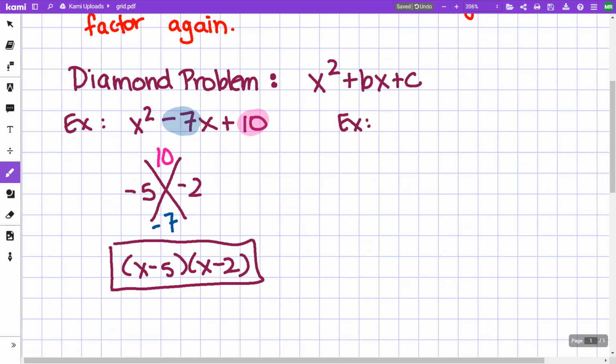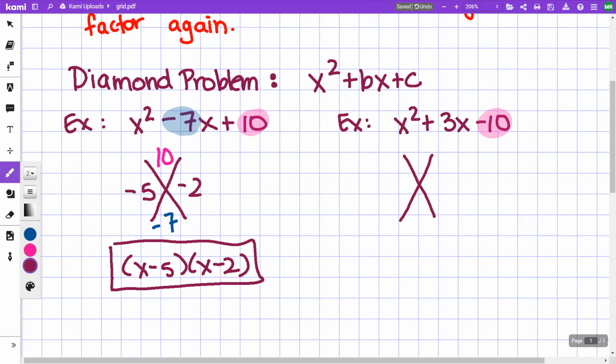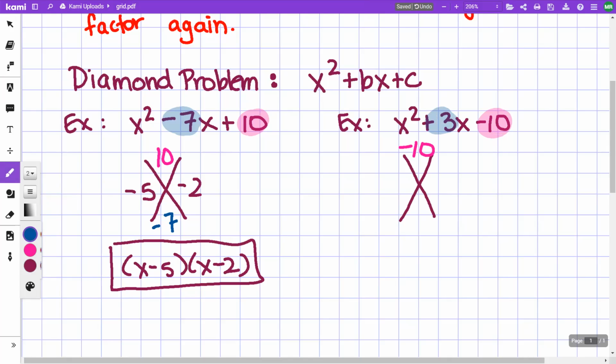Let's do one more like this. Let's say that we have x squared plus 3x minus 10. Again, I'm going to look at the constant, which is a negative 10, and that is going to be my product. And I'm going to look at the 3x, it's positive 3, so I need it to add to a positive 3.